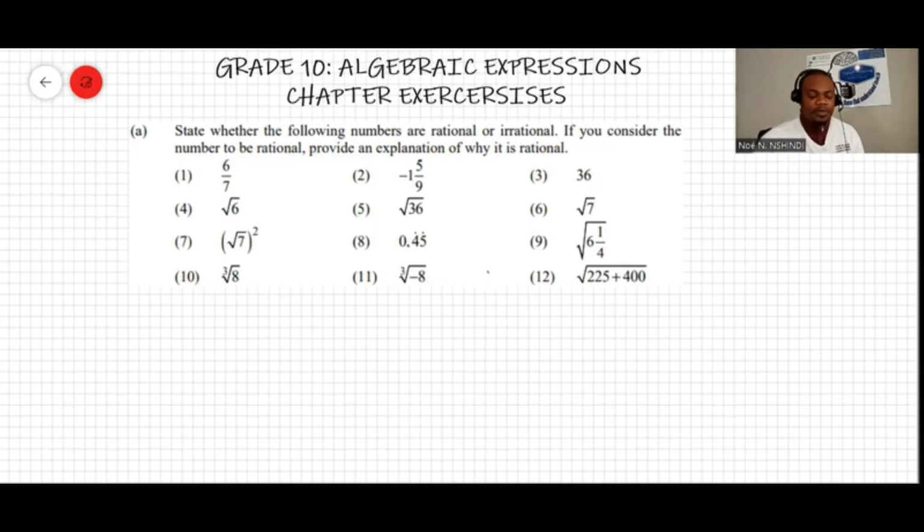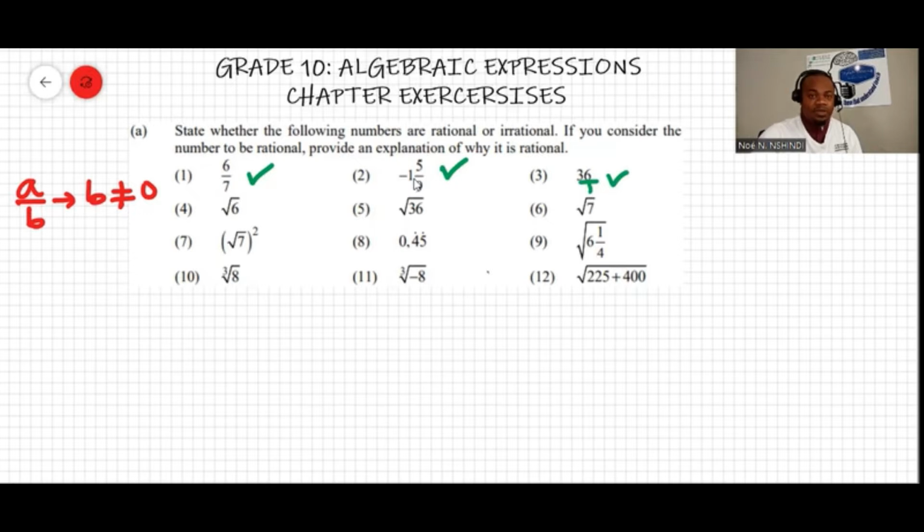One thing we learned is that all rational numbers are of the form A over B, where B is not equal to 0. Anything that can be written in the form A over B is a rational number. Like question 1 here, I was just going to tick this as rational because it is in the form A over B. This is a mixed fraction, and a mixed fraction is a fraction, so it is also a rational number. 36 is a rational number because it can be written as 36 over 1.